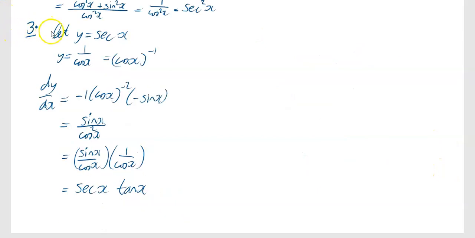Okay, our third one is very similar. I've just done the whole thing out. If you let y equal sec x, that is the same as 1 over cos x, which is the same as brackets cos x all to the power of minus 1. If you differentiate with respect to the bracket, you'll have minus 1 times cos x to the power of minus 2. And differentiate inside the bracket, you'll get minus sine x. So multiply these two things together, you have sine x over cos squared, which is the same as sine over cos times 1 over cos. And the 1 over cos is sec x, and sine over cos is tan x.